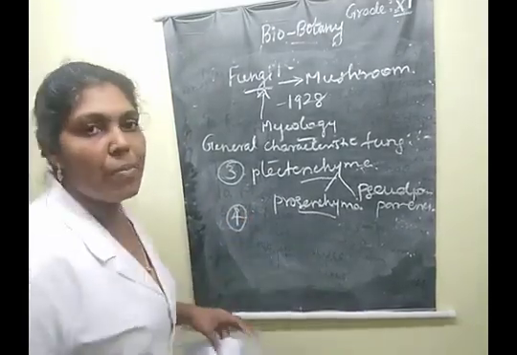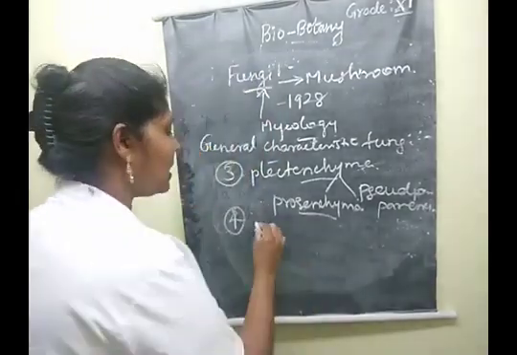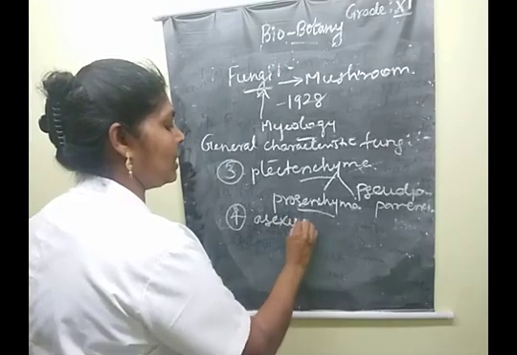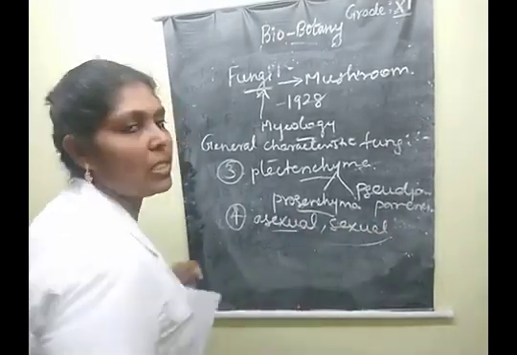The next one is reproduction, among the general characters of fungi. Reproduction comes under two types, children. One is the asexual type, and another one is the sexual type. Both phases take place.